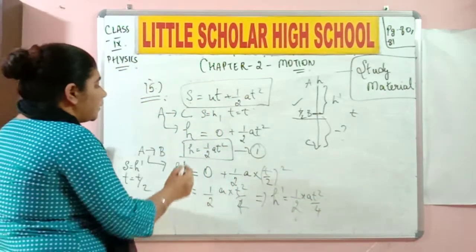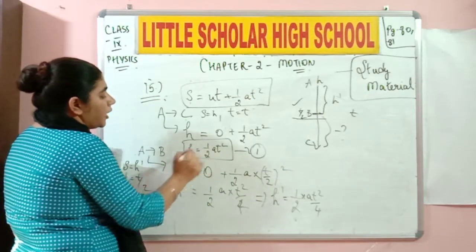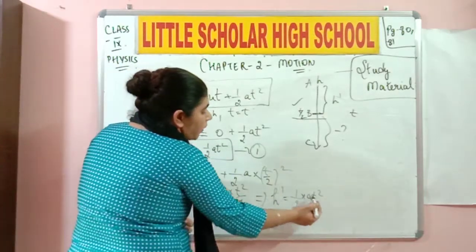Now look at equation number 1. h is equal to half at square. Can you see half at square here also?